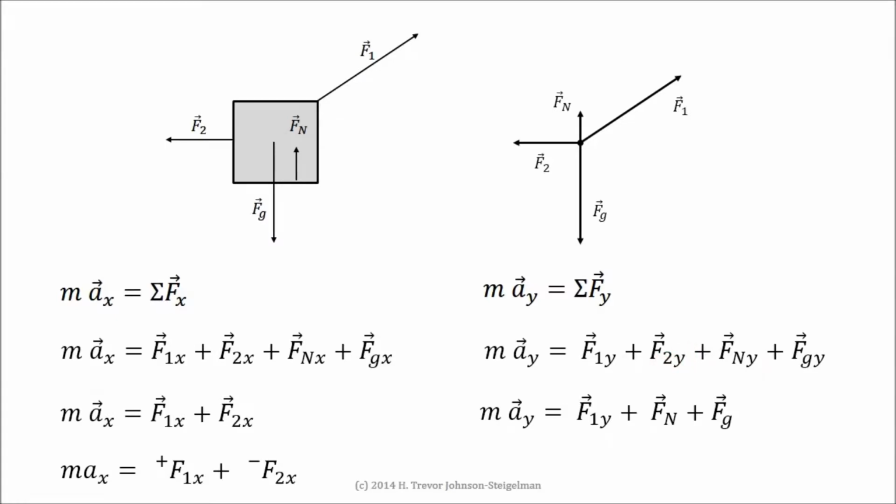Okay, and then I write it down as an algebra equation. m1a is equal to the positive component of F1, and the normal force also points in the positive y direction, and the gravitational force, of course, points in the negative y direction.